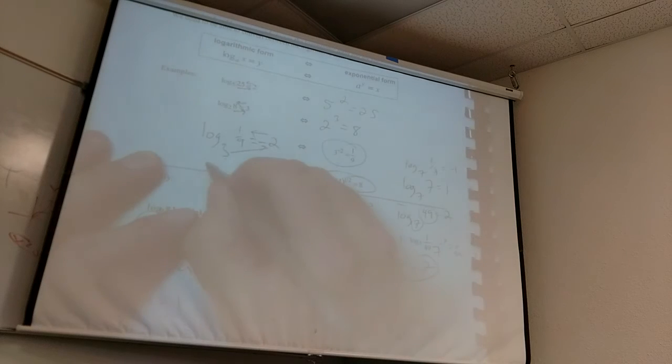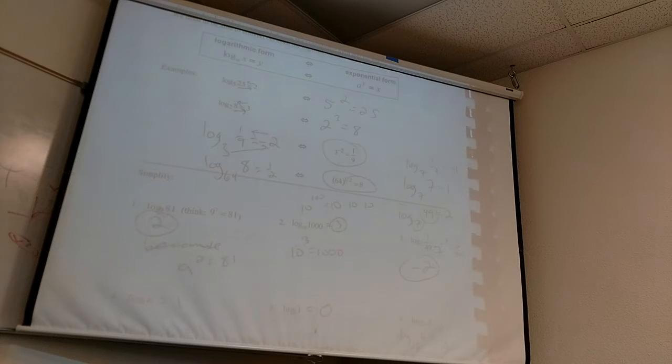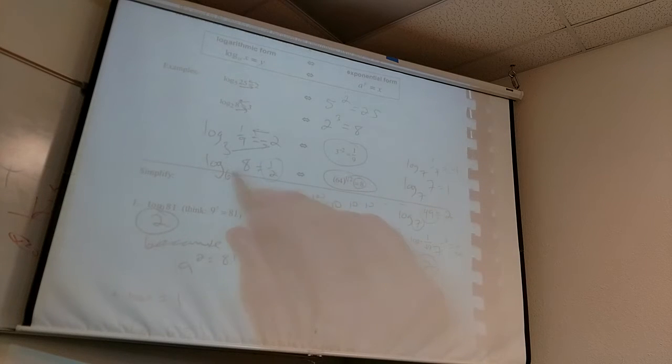Okay, so what do you get? Log base what? 64. What goes inside? 8. 1/2. How does that equal 1/2? Because 64 to the 1/2 is 8. So the answer is always the power. The base is the base. And the output becomes the input, because these are inverse functions.